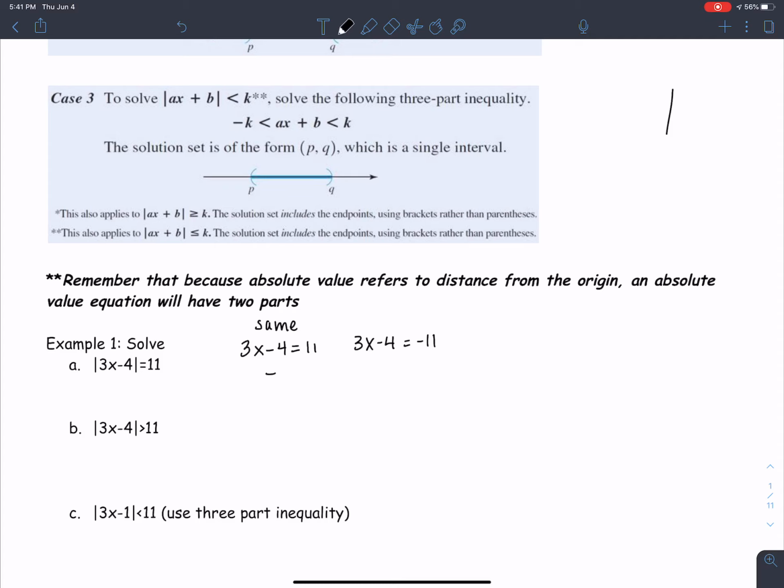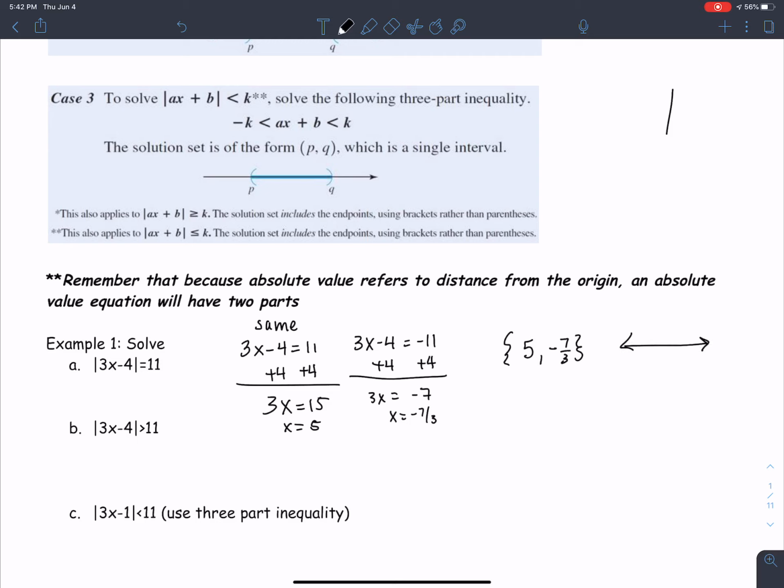Now we're going to solve each equation individually. So I get 3x equals 15, and x is going to be 5 here. And x equals -7/3. Now, how I would write this final answer is with curly brackets, which is correct language for math: -7/3 and 5 in curly brackets. When I write this, it tells me these are just dots on a line. They're just two answers. So that's how I solve an equals.